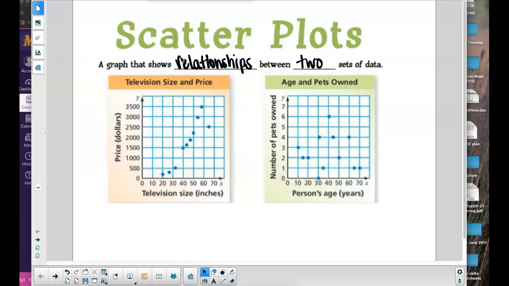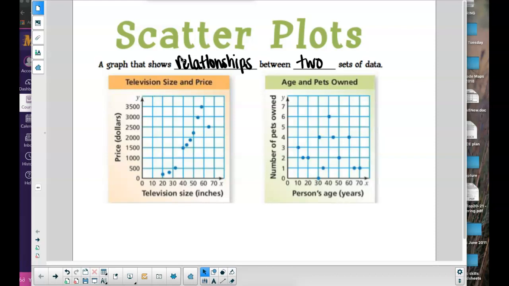What can you tell me about the price and size of a television? What tends to happen? As the size gets bigger, the price gets bigger, right? Would you agree? So as the size goes up, the price also goes up. But as the size goes down, the price goes down, typically.